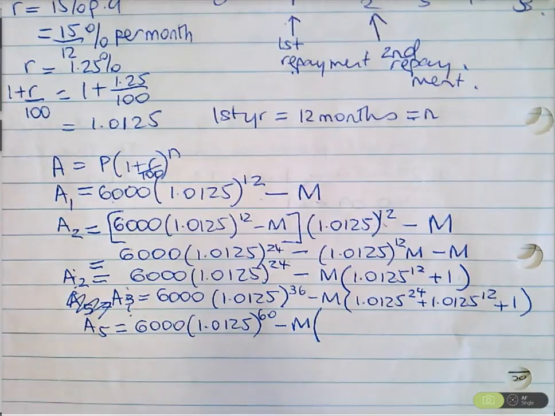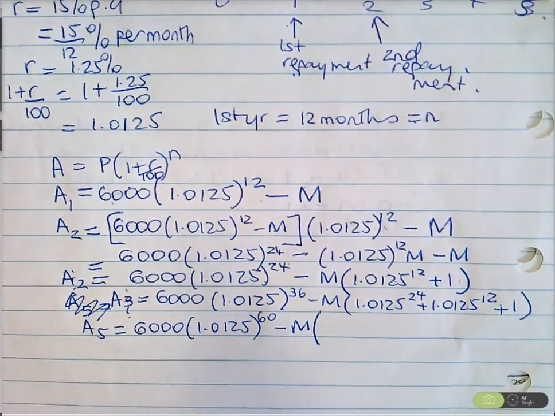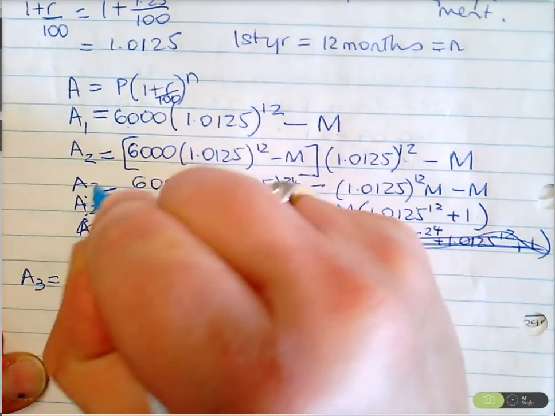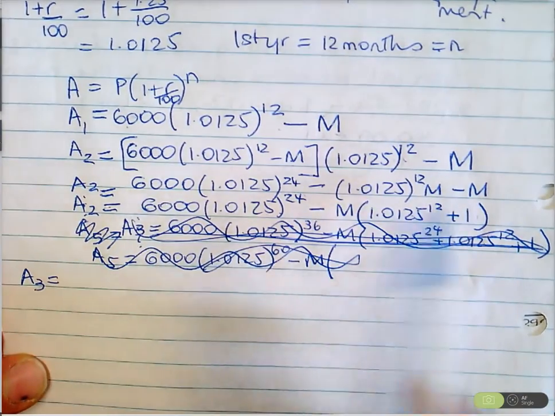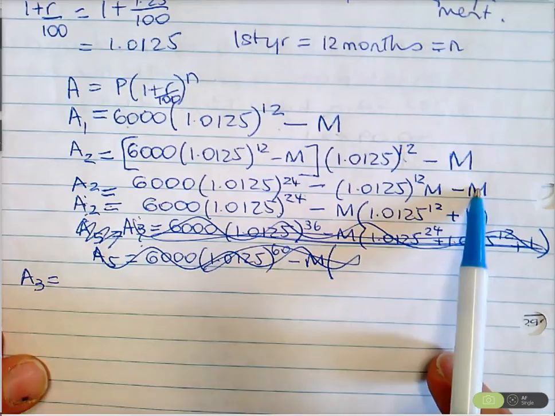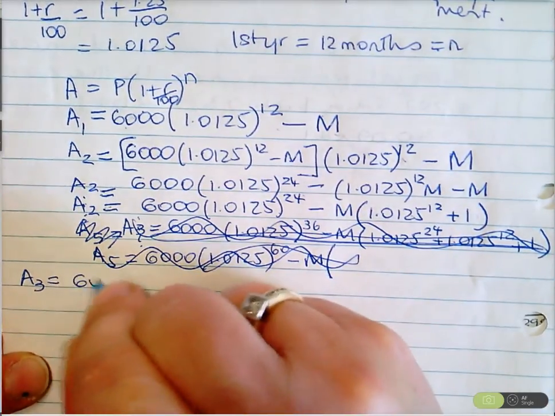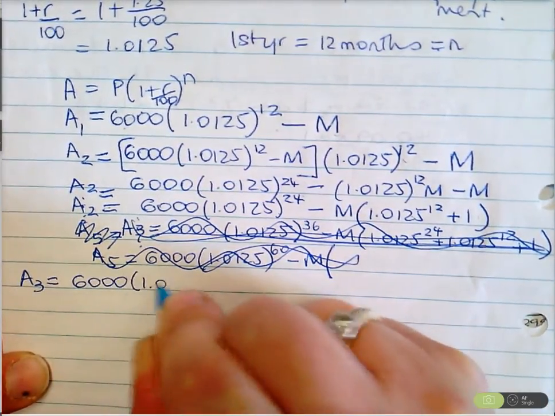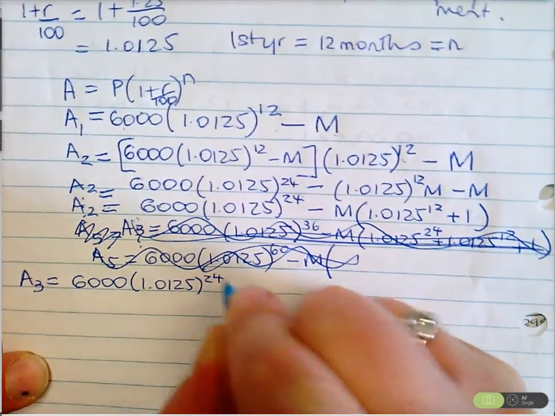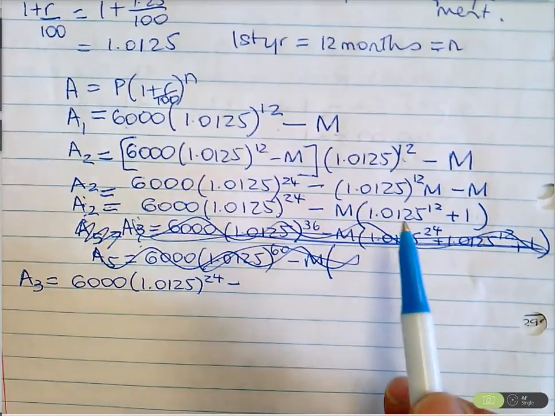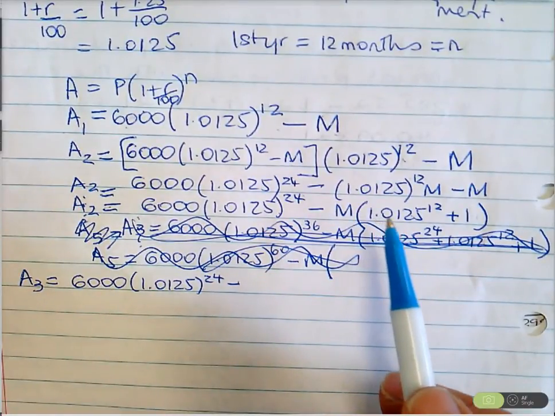Do you remember how it goes? No. I've got a few people stuck, so I'll go the long way. I'm not going to use that last row of A2 because a lot of you won't want to use it. A3 is this one here. Times another 1.0125 to the 12 minus m. So A3 would be 6,000, 1.0125 to the power of 24. I'm going to go the line above, not even using that bottom line because a lot of people aren't comfortable yet doing that.